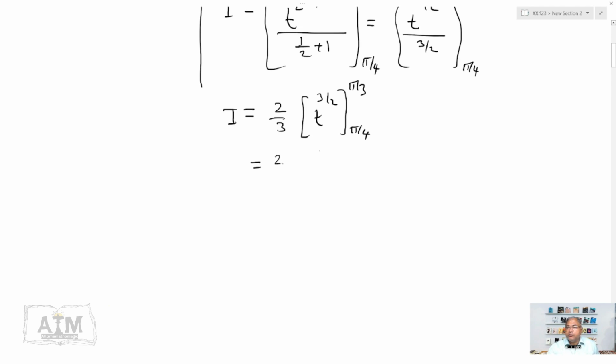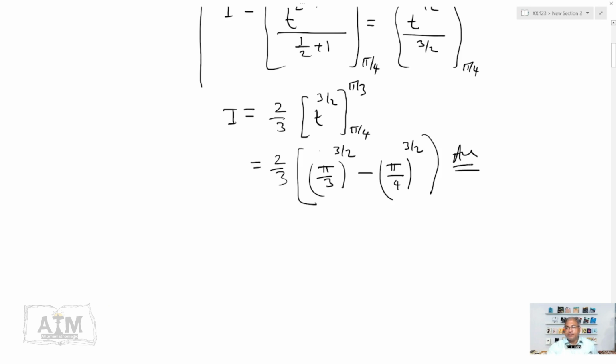That equals 2 by 3, upper limit minus lower limit, 5 by 3 raised to 3 upon 2 minus 5 upon 4 raised to 3 upon 2. So this is the required final answer.